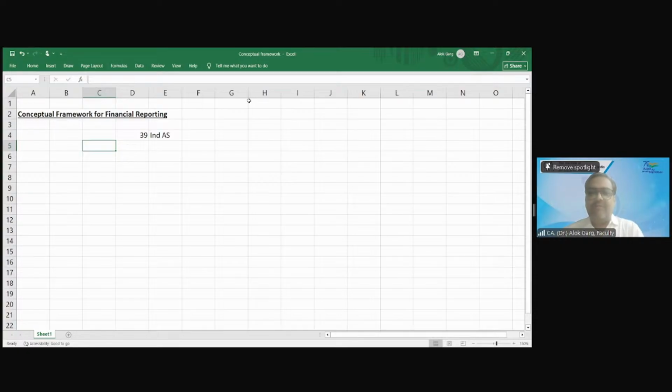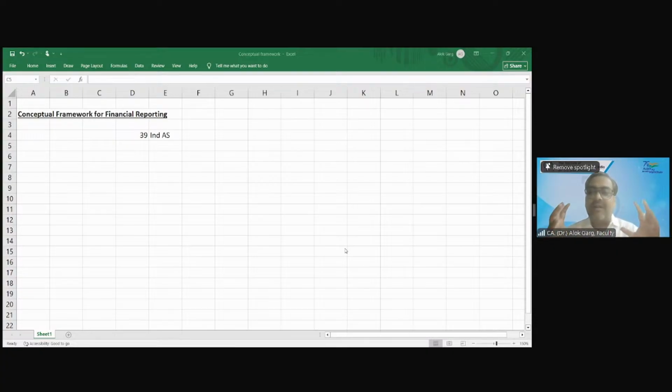Which common document are they using? Is there any common document? It's a conceptual framework for financial reporting. Very good. Conceptual framework for financial reporting, right? So this is the underlying document.